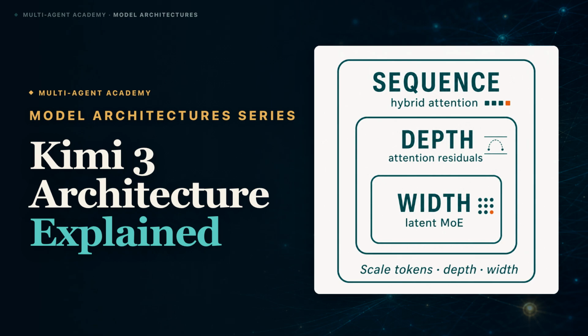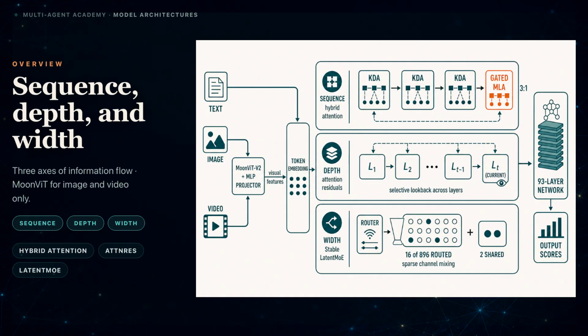Kimi 3 scales information across sequence, depth, and width. Most people first notice Kimi 3 for its size and its long context. The more useful story is how information moves inside the model. I'm Mehrdad. In this lesson, we'll walk through the architecture described in the Kimi 3 technical report.